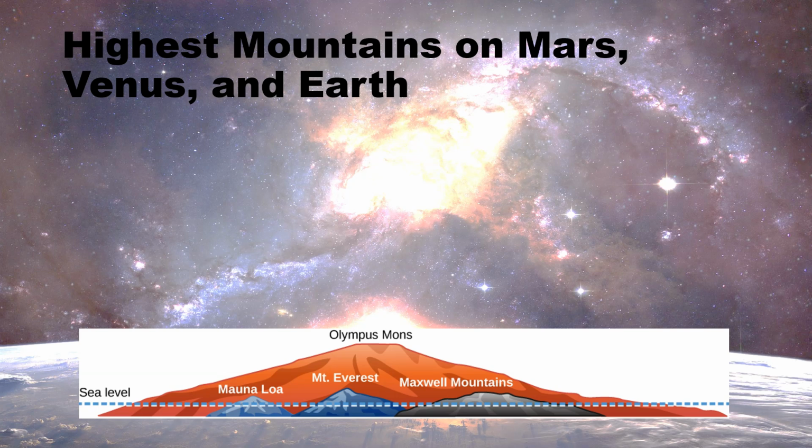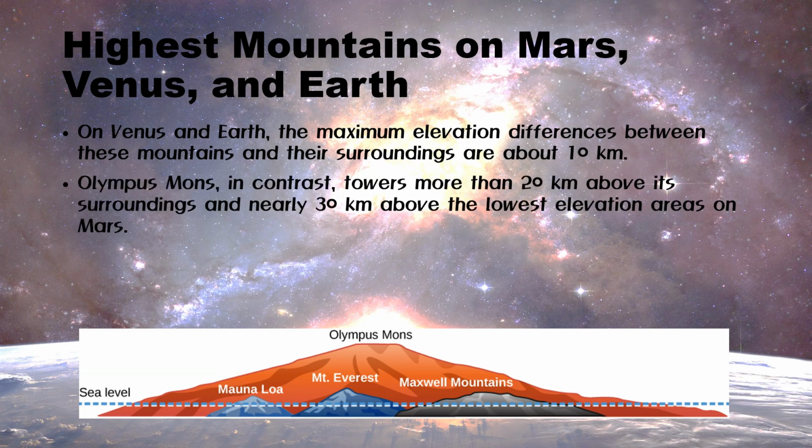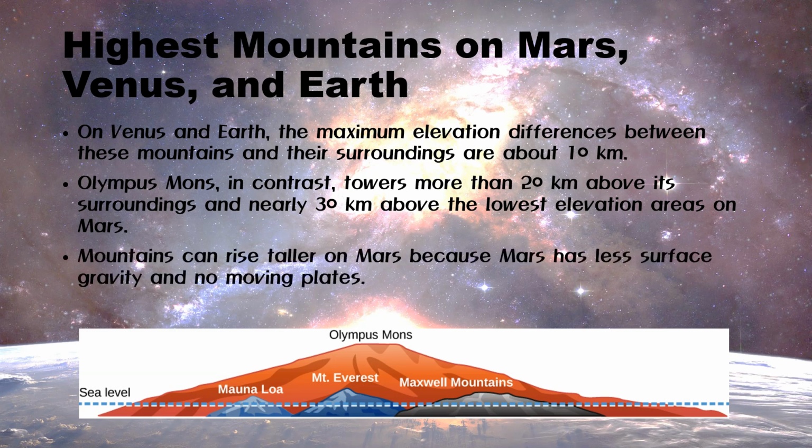So let's take a quick look at the highest mountains on Mars, Venus, and Earth, because it's a nice comparison since we know that these have some similar features geologically. On Venus and Earth, the maximum elevation differences between these mountains and their surroundings tends to be about 10 kilometers. Olympus Mons, in contrast, which is on Mars, towers more than 20 kilometers above the surroundings and nearly 30 kilometers above the lowest elevation areas on Mars.